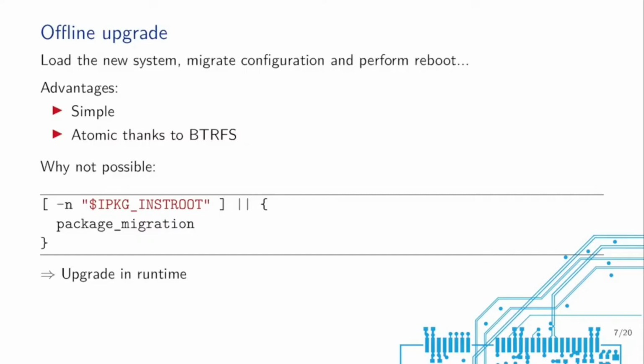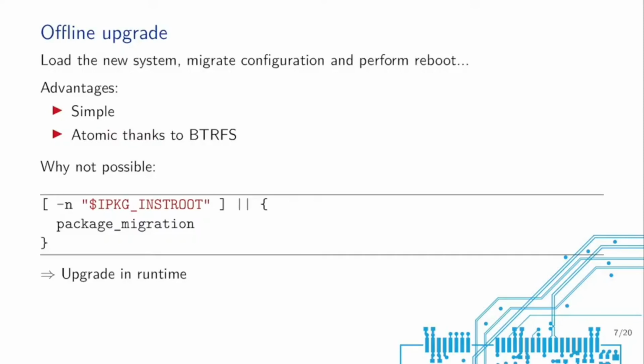So let's now step aside from the configuration. As I said, it wasn't that easy, but it was the easiest part of the whole migration. Let's consider now how the migration itself is executed. One of the options is to do offline upgrade. Well, that's pretty much what everyone does.